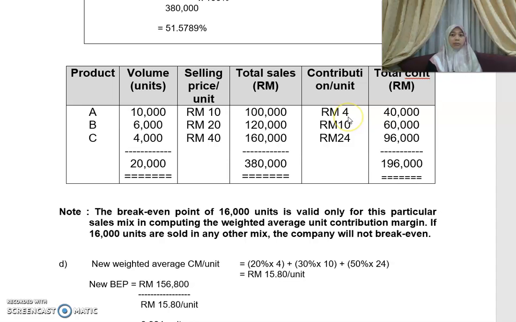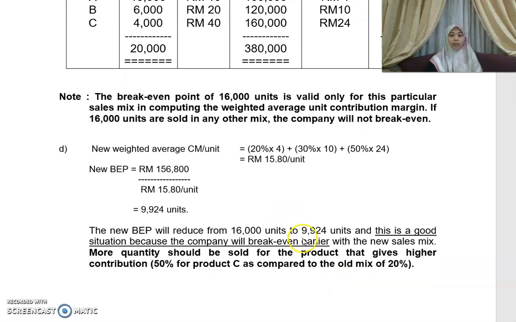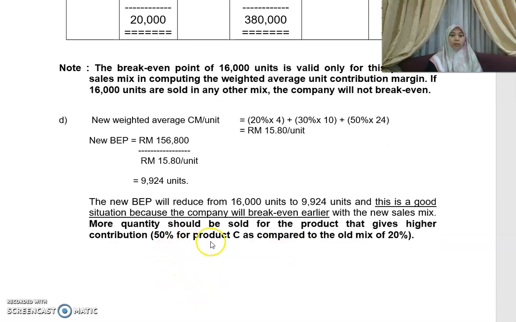Now you are producing more of C. That means now you produce 50% of C. So the higher the contribution, you can reach your BEP earlier. That's why your BEP now reduces to 9,924 instead of 16,000 units. So 50% for product C as compared to the old mix of only 20% for product C.